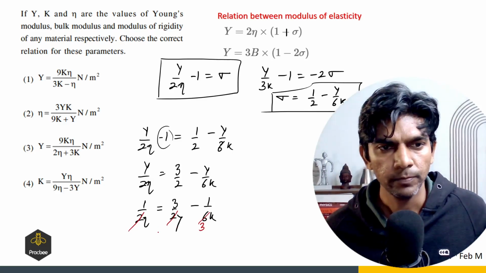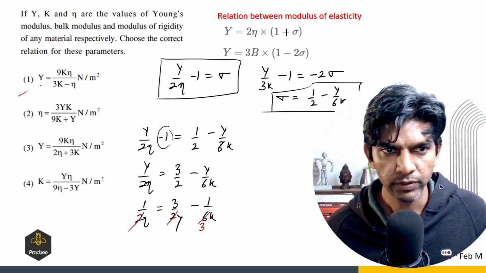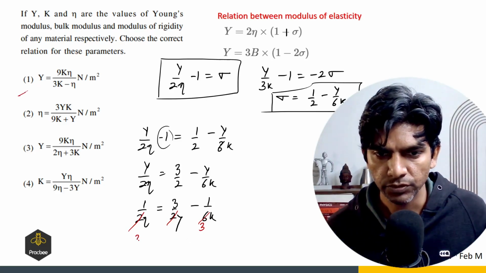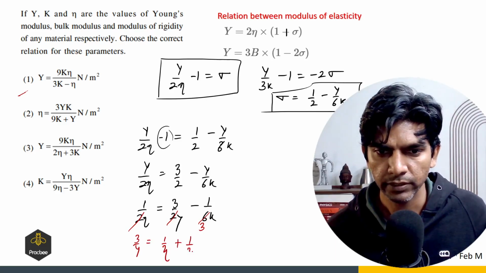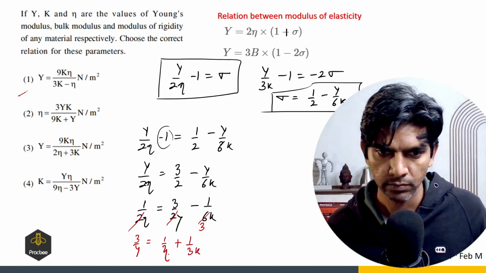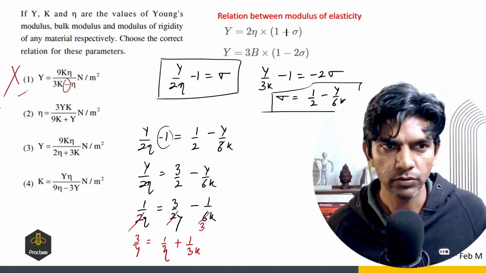Okay, right, so in the first option we have given y in terms of other moduli of elasticity. So let us find y. So 3 by y will be 1 by eta plus 1 by 3k. Now from this we are not getting this because there is a negative sign, so 1 is not correct.